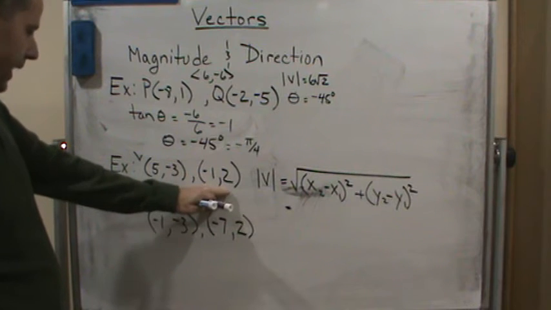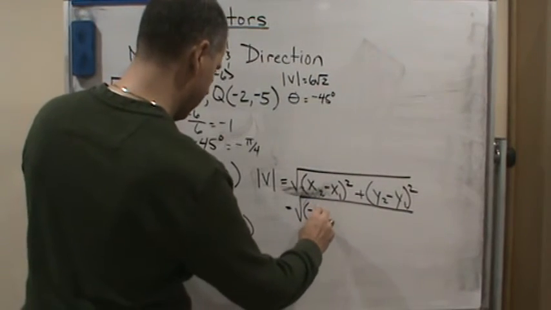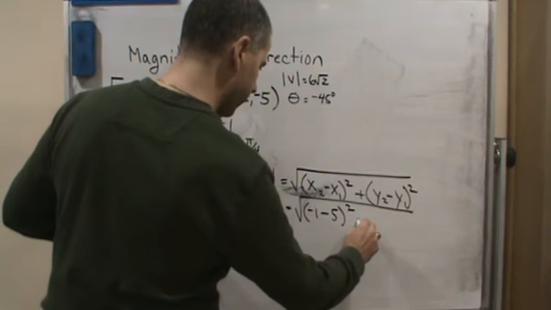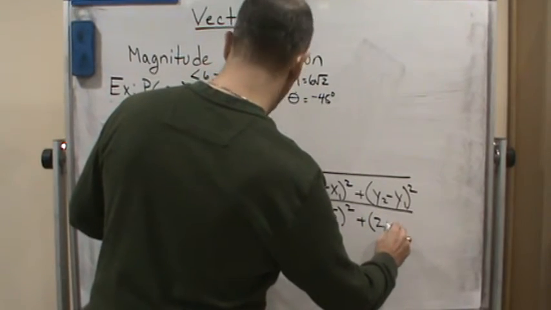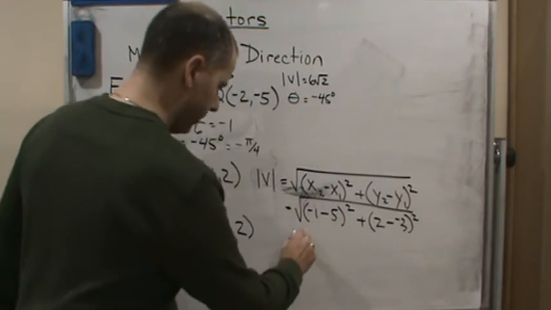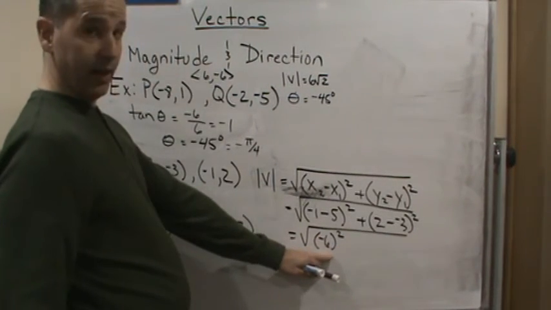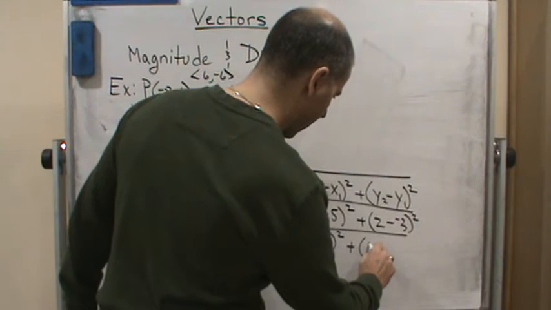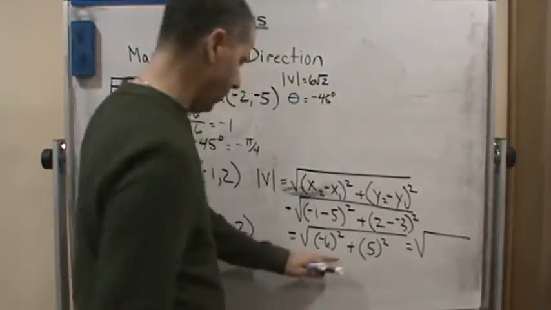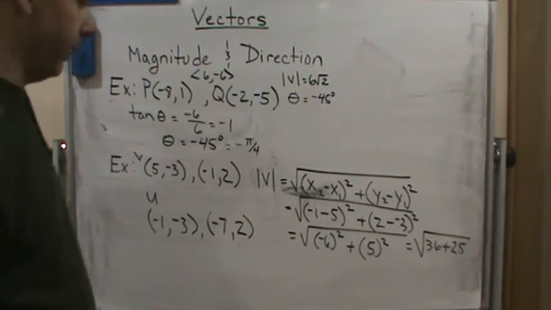So in this case here, I have what? The square root of what? Negative 1 minus 5, squared, plus 2 minus a negative 3, squared, right? Look familiar? So look at this. So then we get negative 6 squared. Look at that. There's your a. Plus 5 squared. There's your b. And so what do you get? You get the square root of 36 plus 25. And so that gives us the square root of 61.